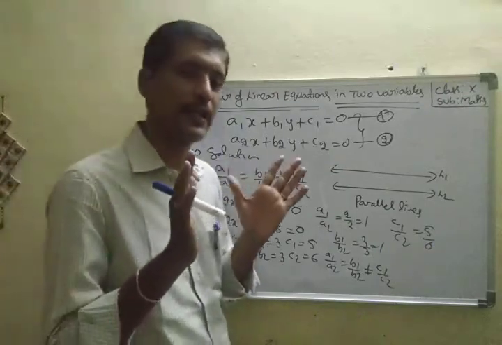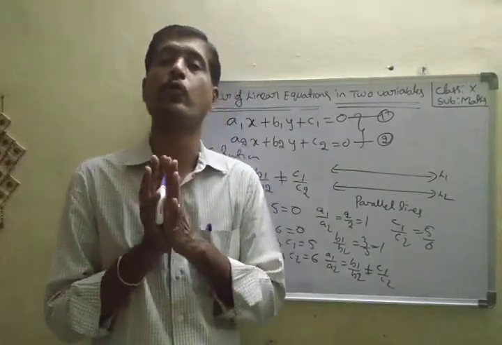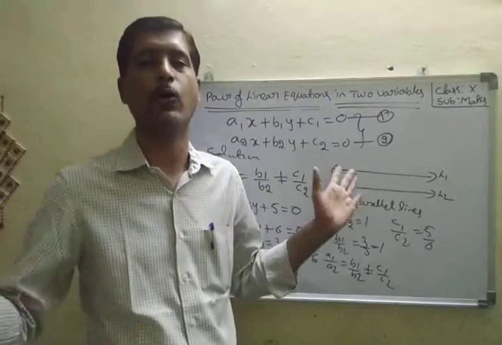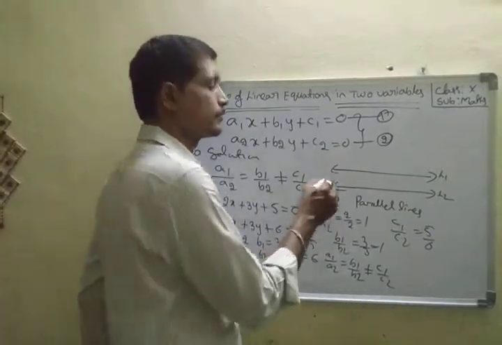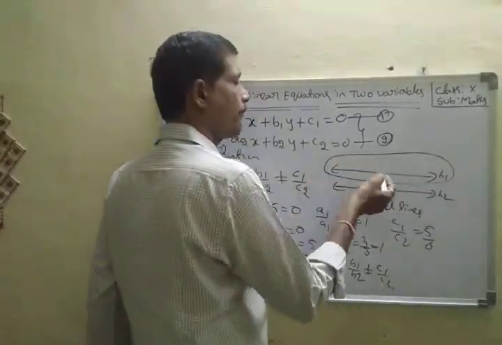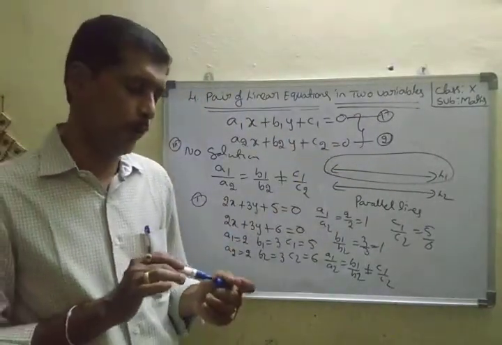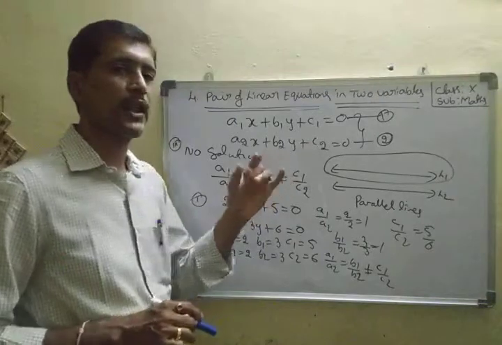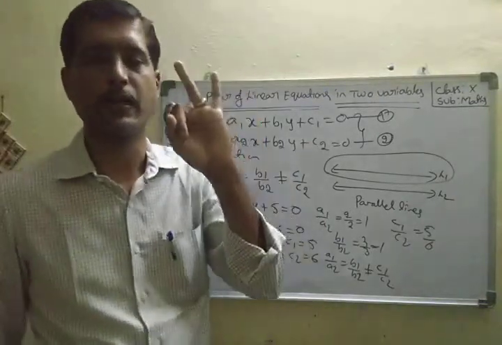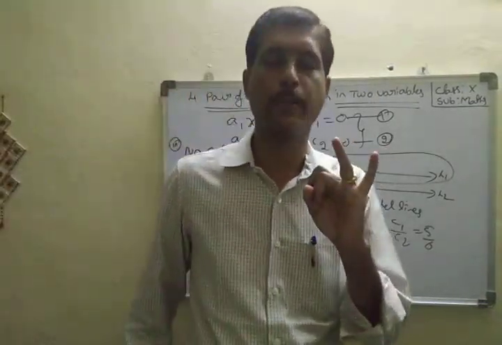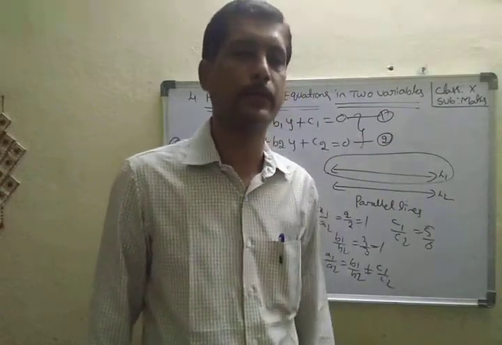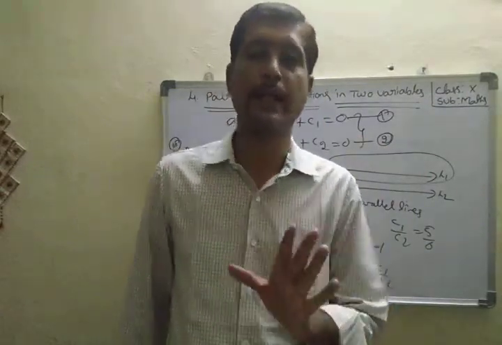The graph of any linear equation in one variable or two variables is a straight line only. Whatever it may be, that is a straight line only. Therefore the first condition, the unique solution condition, is what? a1 by a2 not equal to b1 by b2. Therefore the graph is intersecting lines.